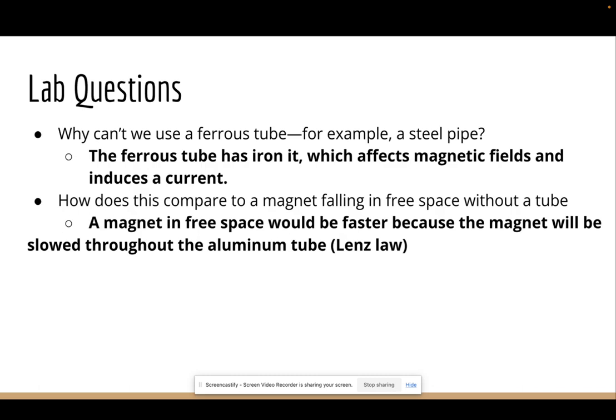We can't use a ferrous tube, for example, a steel pipe. This is because the tube has iron in it, which affects magnetic fields and induces a current. Second question, how does this compare to a magnet falling in free space without a tube? A magnet in free space would be faster because the magnet would be slowed throughout the aluminum tube, according to Lenz's law.